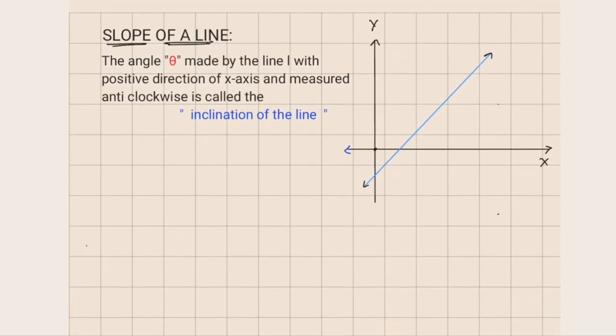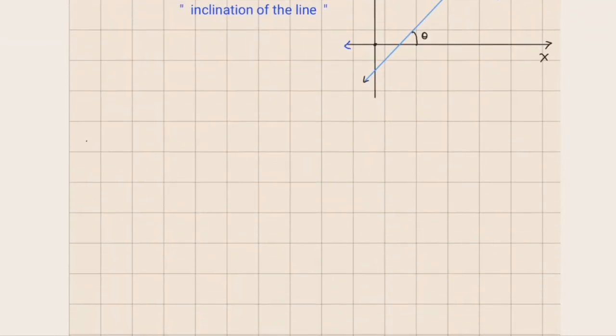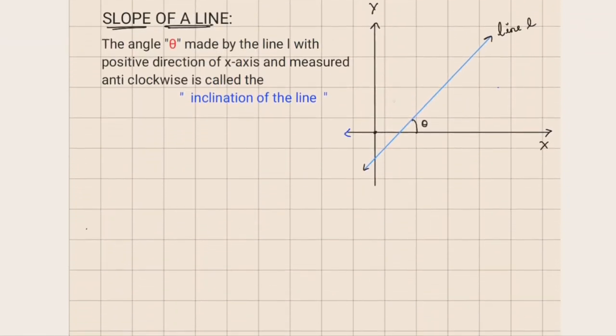Okay, now we are entering a new topic, straight lines. First thing is, let's say this is a line L. So this is the x-axis, this is the y-axis. It makes an angle theta with the x-axis, and it also makes another angle 180 minus theta, because these two are supplementary angles.